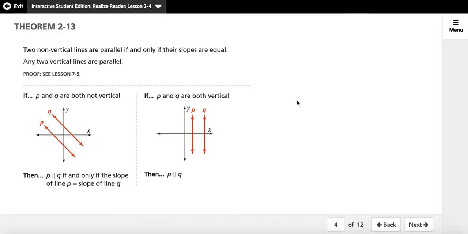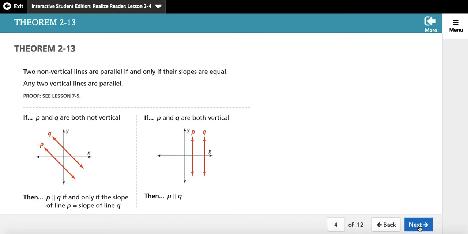Theorem 2-13. Two non-vertical lines are parallel if and only if their slopes are equal. Any two vertical lines are parallel. I think we already discussed in the previous section that if they have the same slopes, they're parallel. They just want to also state that two vertical lines, because they don't have a slope, it's undefined, are also parallel.